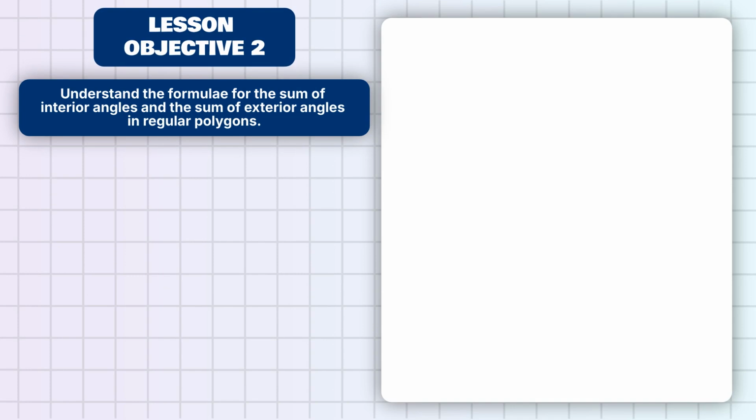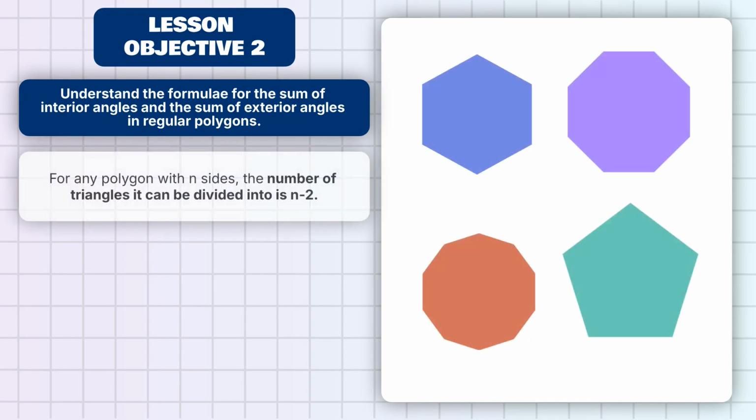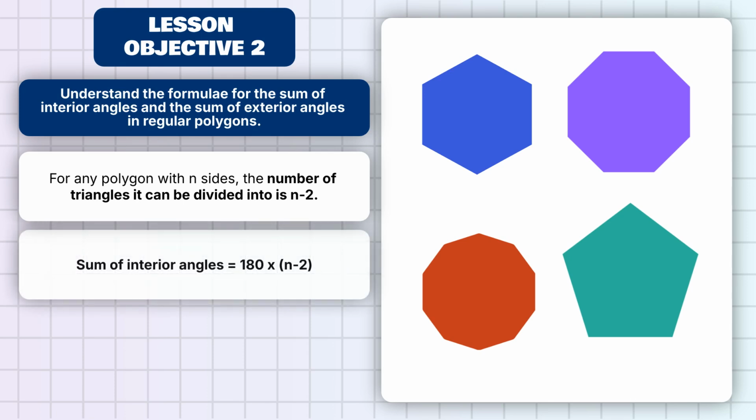We can generalize this approach. For any polygon with n sides, the number of triangles it can be divided into is n minus 2. The sum of the interior angles is therefore 180 times n minus 2. So the sum of the interior angles for any n-sided polygon is given by the formula: sum of interior angles equals 180 times (n minus 2).